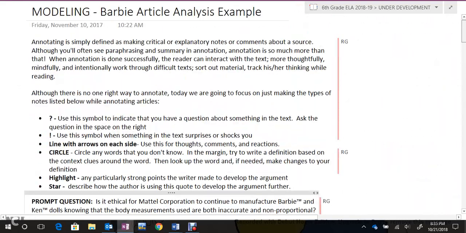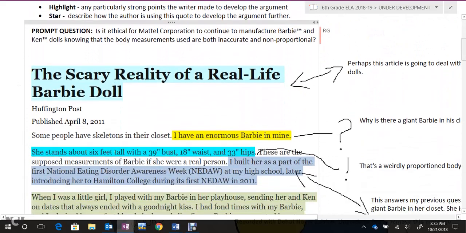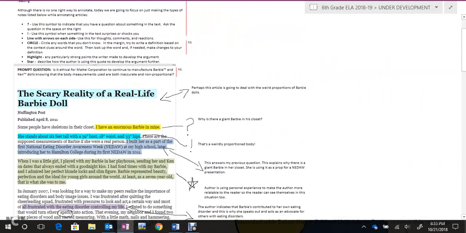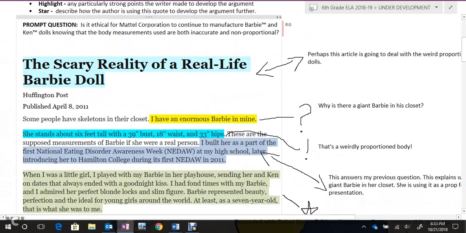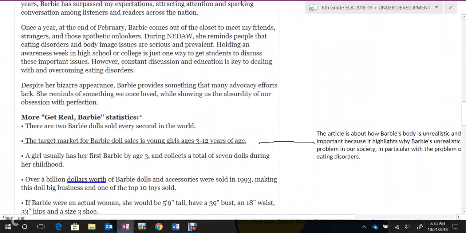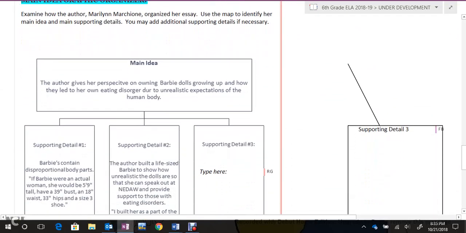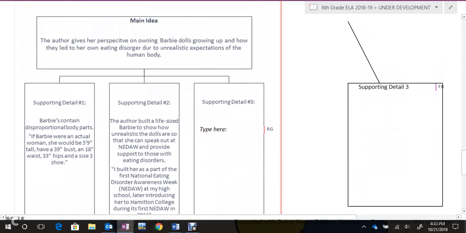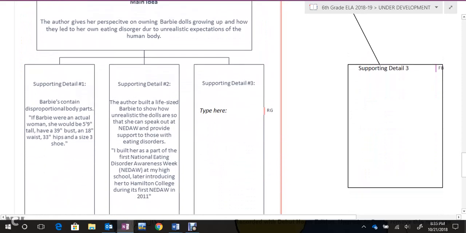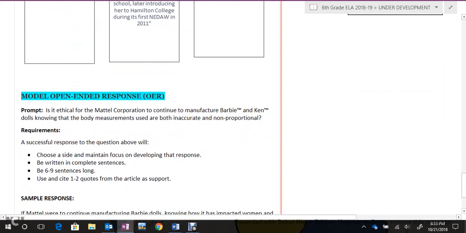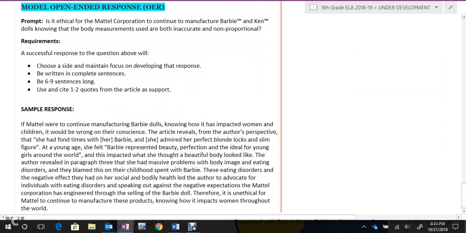So basically on your assignment today, you have that sheet in front of you. You're going to annotate the entire article. You're going to complete the graphic organizer with the main idea, 3 supporting details in your own words, and 3 quotes that support those 3 supporting details. And then you're going to respond to the prompt. Then, if all of that is done, your assignment will be complete.